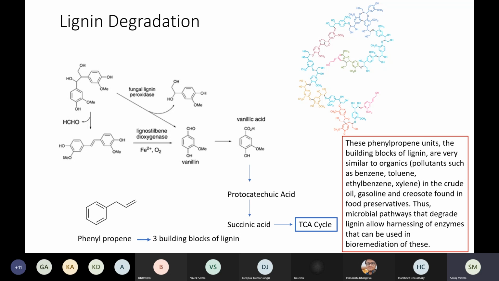Okay, so is that rationale clear to everybody? Why so much curiosity in knowing how lignin is broken down? Well, because many of the organic pollutants which you have are very similar in structure to phenylpropene. So we can use these microbes which produce these enzymes as a part of a microbial consortium to remove these organic pollutants, aromatic pollutants. So is that point clear to everybody?